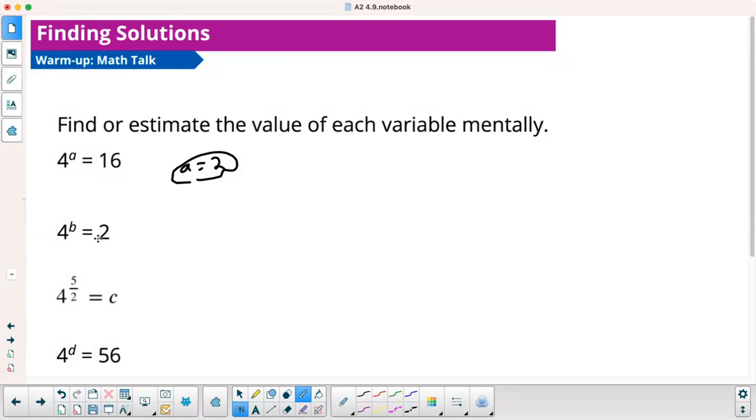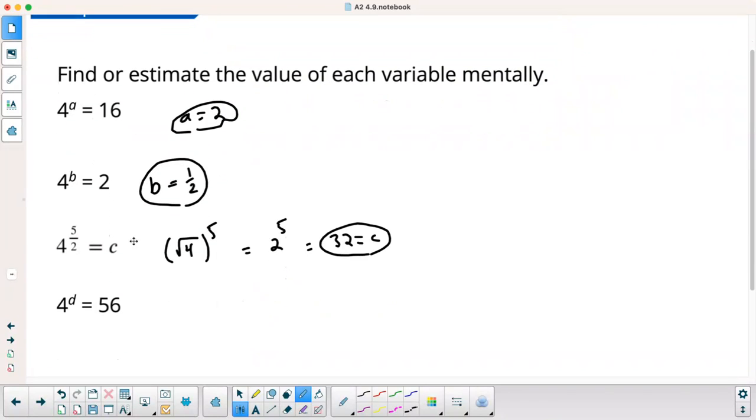B to the what equals 2? It's going to have to be the square root of 4 to get 2. So it's going to be 1/2, because remember, 1/2 power is the same as square root. Okay, so this one here is not an exponential equation because you don't have the variable in the exponent. With a fraction exponent, remember the bottom number is the root and the top number is the power. So it's going to be the square root of 4 to the 5th. The square root of 4 is 2, and 2 to the 5th is 32.